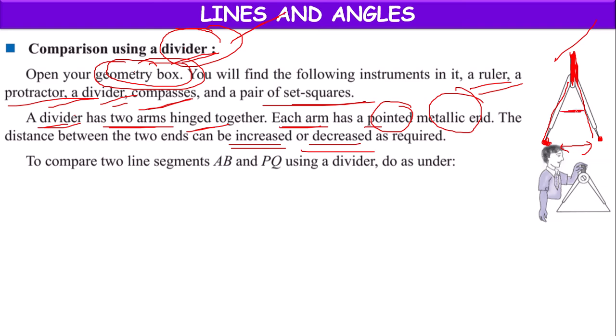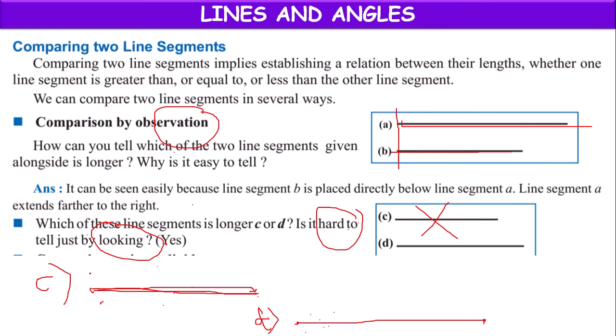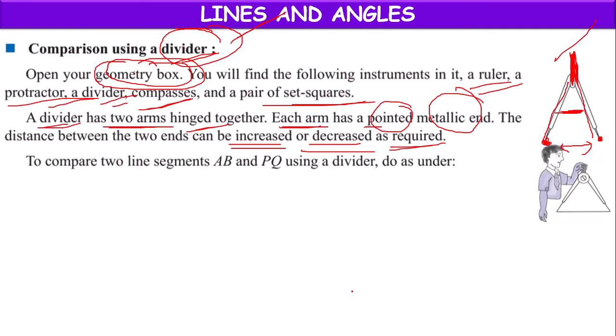By using some force, by moving the arms, we can increase or decrease the distance between the pointed ends as per our requirement. Now here, suppose this line is AB and this line is PQ. We can compare the lengths of lines AB and PQ with the help of the divider.